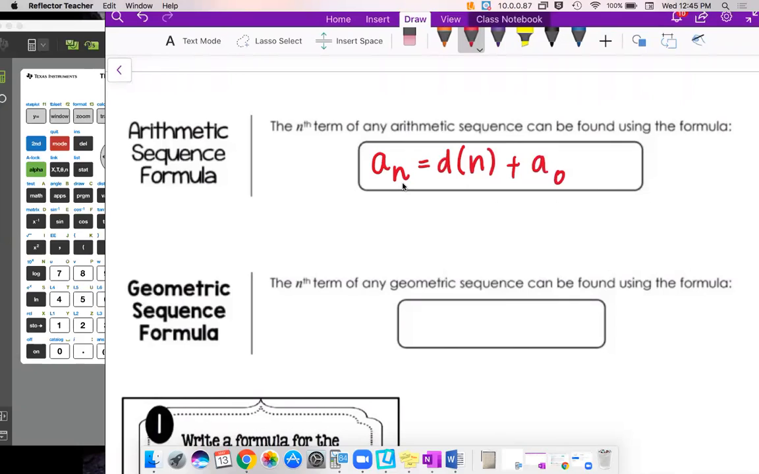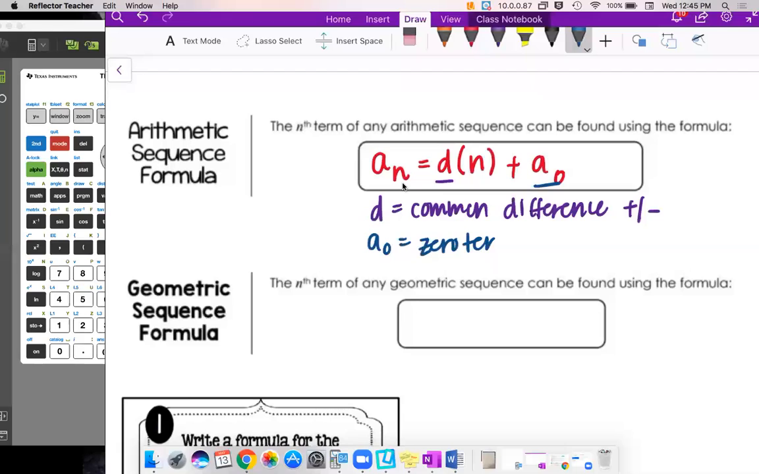And there are a couple things you need to know about what these are. Your d is the common difference, which is what you are specifically adding or subtracting in between each of your term numbers. And this a sub 0 is your 0 term. We usually have to go backwards to get it, because they usually give us the first term. Then we find these things, plug them in, and we have a formula, and we can find term numbers.